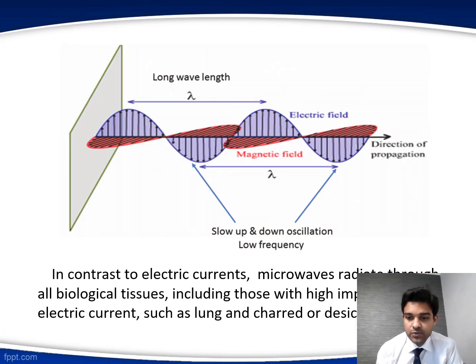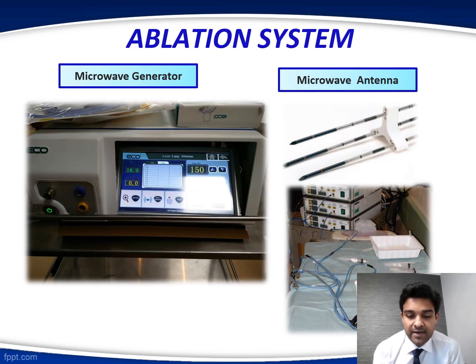Then in contrast to electrical currents, microwaves radiate through all biological tissues, including those with high impedance to electrical current, such as lung and charred or desiccated tissues. Now let's have a look at other various ablation systems. So the ablation system comprises a microwave generator and microwave antenna. Now these are the microwave antennas, and this is the microwave generator.